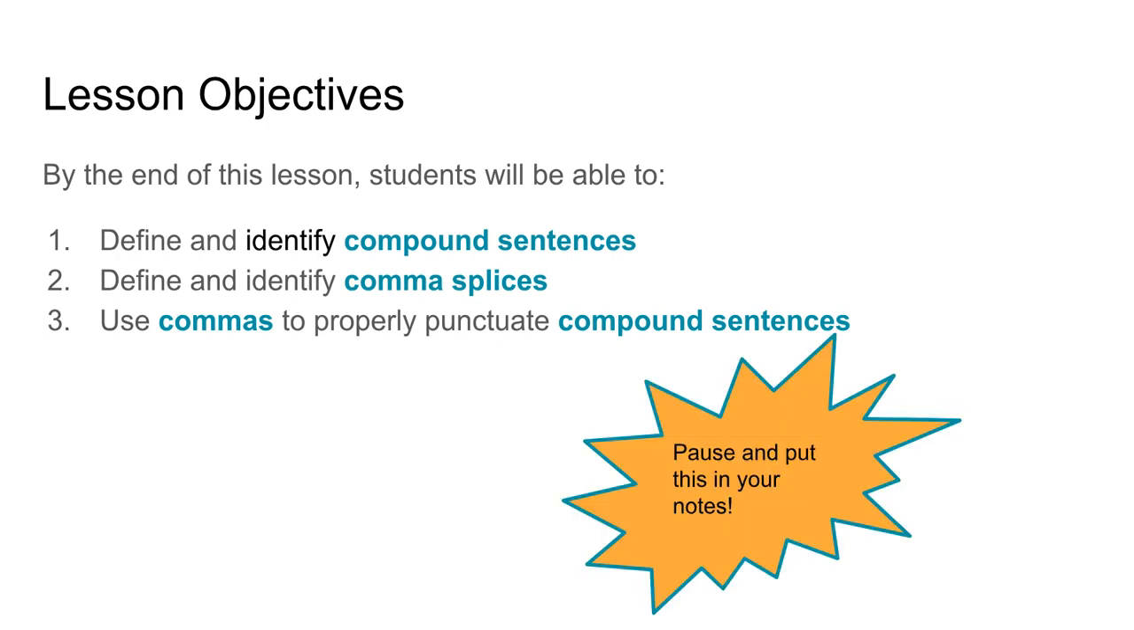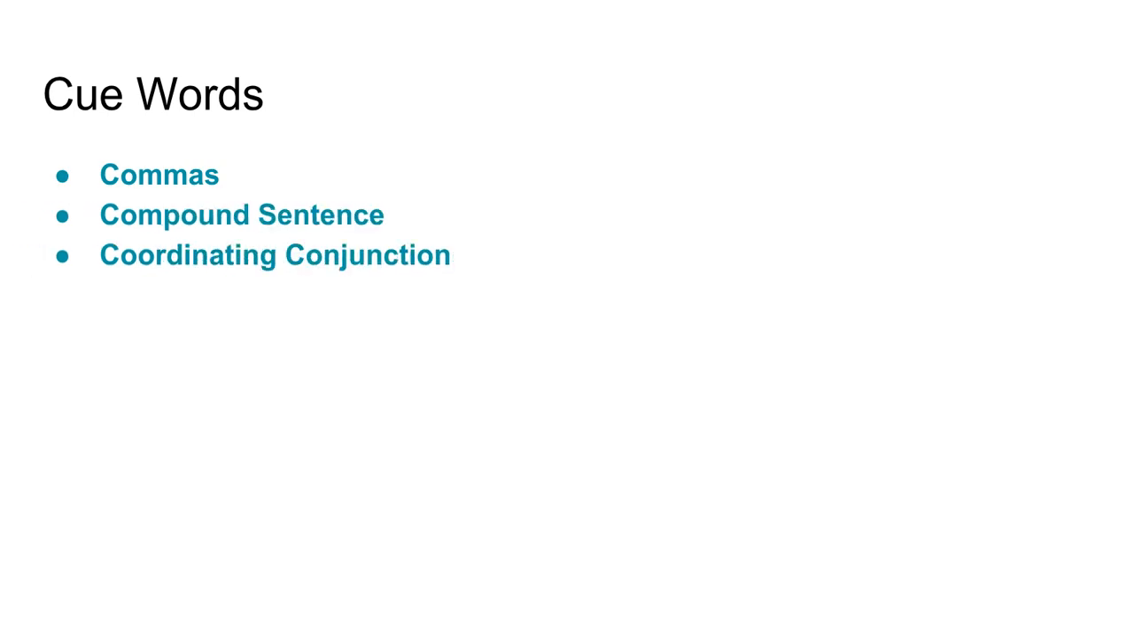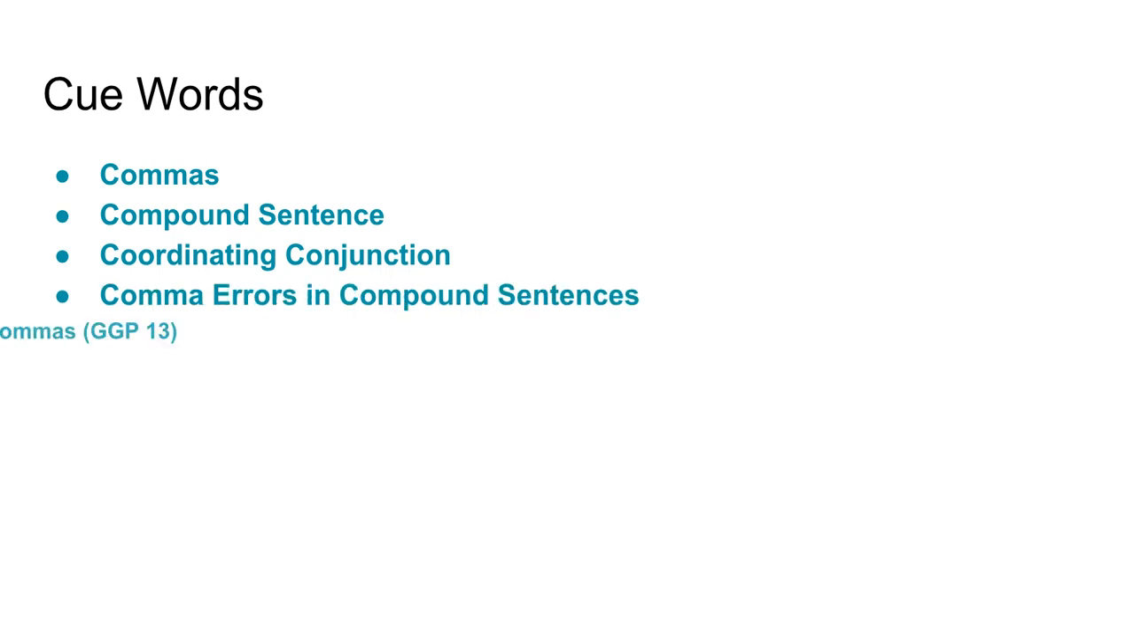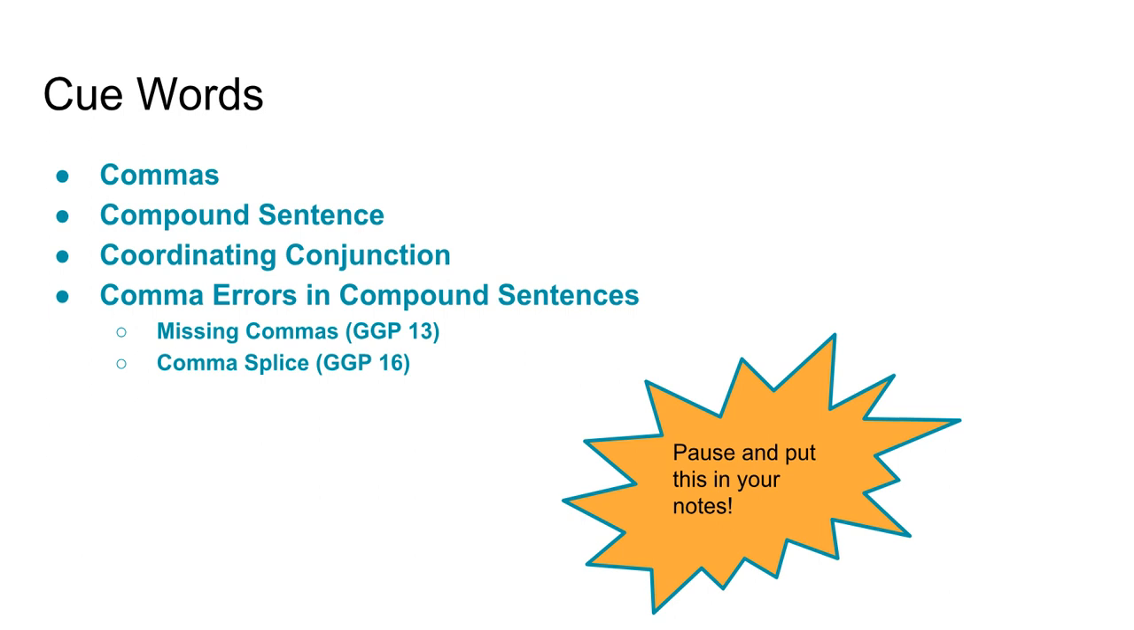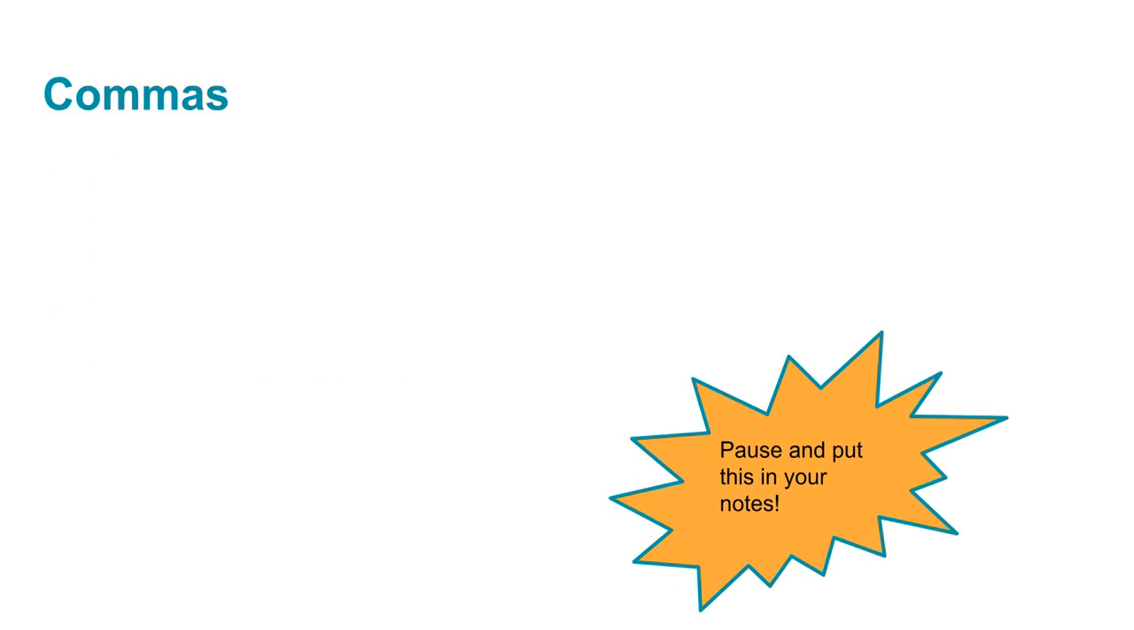Make sure you've paused and put this in your notes. Your cue words are commas, compound sentence, coordinating conjunction, comma errors in compound sentences, focusing on missing commas for Grammar Game Plan 13, and a comma splice for Grammar Game Plan 16. Make sure you pause and put this in your notes.